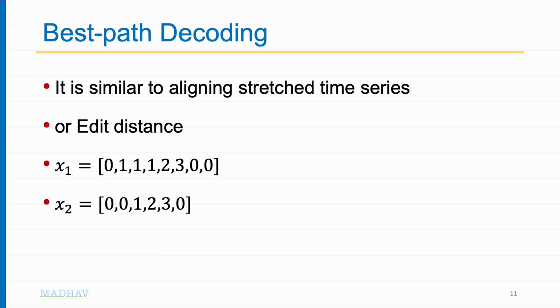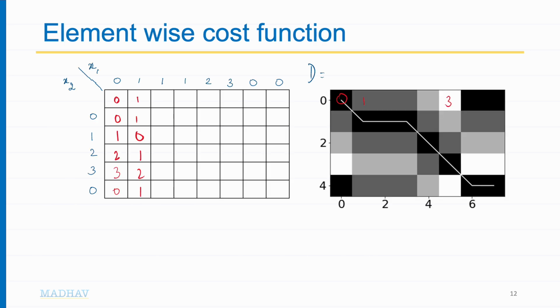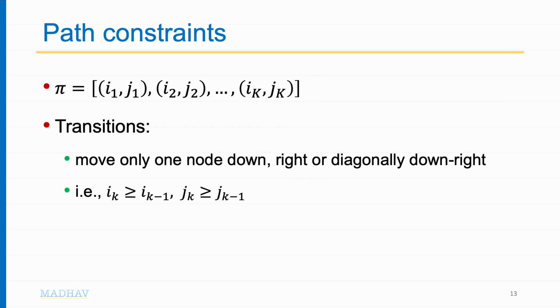Then we quickly had a detour to what is dynamic programming. We started with one simple problem. It could be edit distance or aligning two stretched time series, or basically finding the best alignment between two different strings. We discussed, first we find the element-wise cost. We construct a matrix like this. This is like our trellis. And then we find the best path in the trellis given the path constraints.